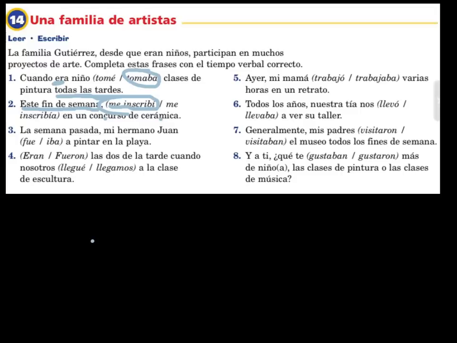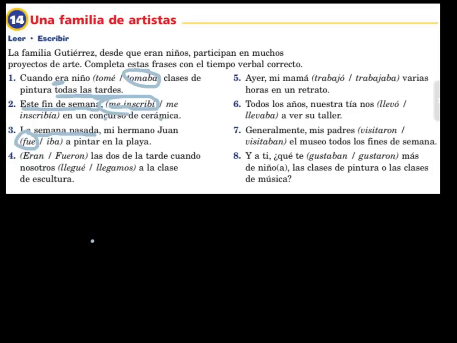Número 3. La semana pasada, mi hermano Juan blank a pintar en la playa. La semana pasada is specific, so we're going to use preterite. He went to paint at the beach. Again, it happened one time. This last weekend, he did this. We're not talking about how he used to go to the beach. Then la semana pasada wouldn't make sense. But last week, he went to paint at the beach, not he used to go to paint at the beach.